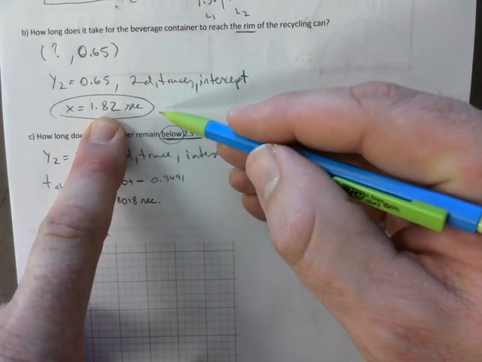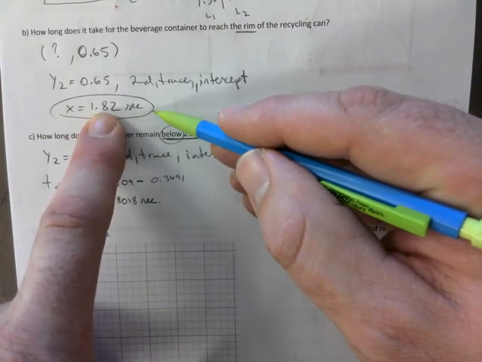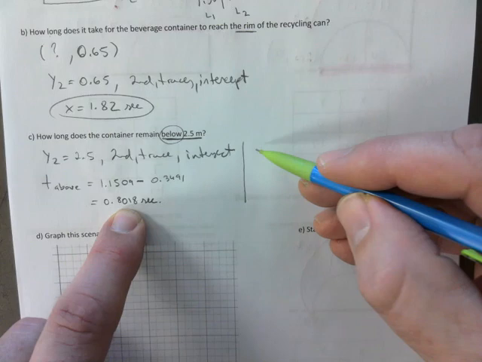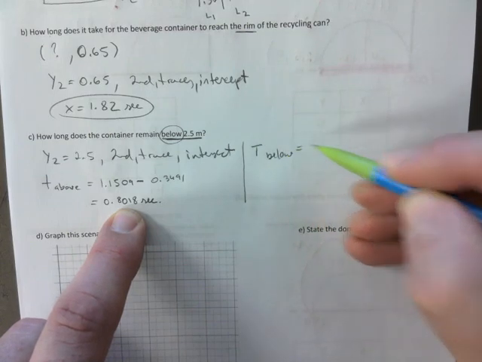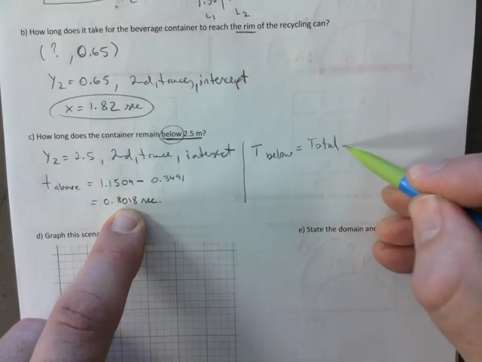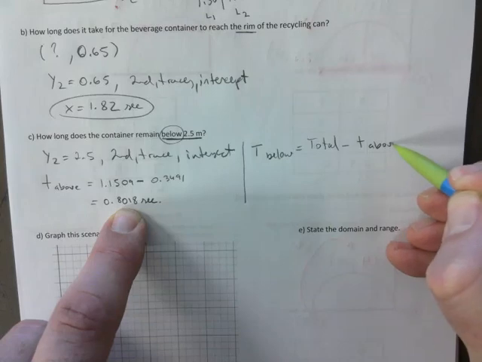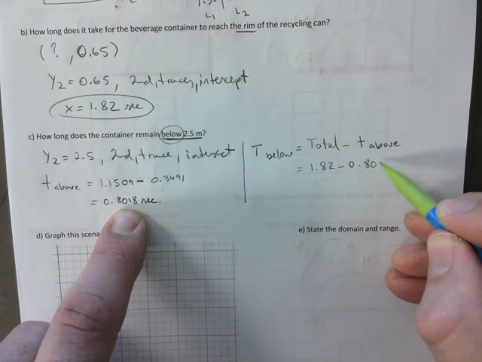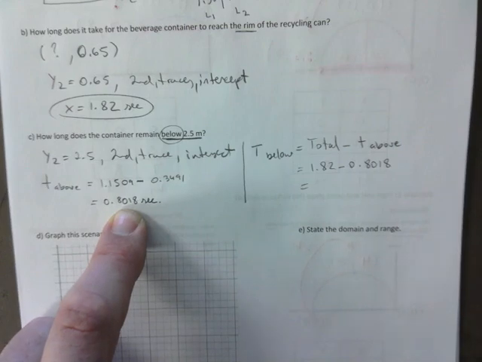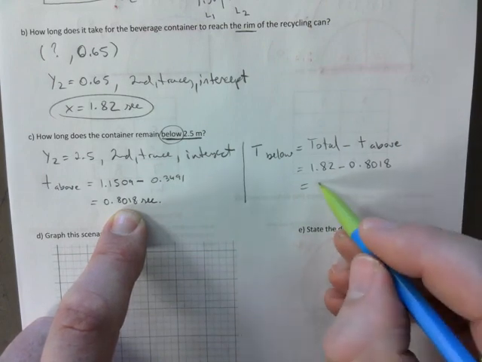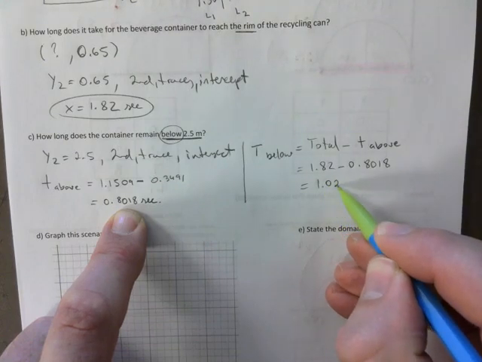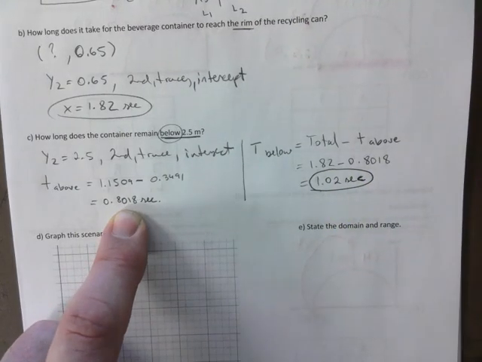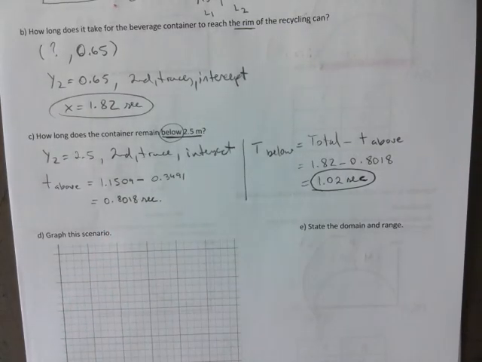Exactly. It hits the rim here. It stops flying. So from start to finish, it's 1.82. We're going to subtract these two for time below. So time below, it's going to be total minus time above. So it's 1.82 minus 0.8018. And that is 1.02 seconds if you round it. And I will just always encourage you to read very carefully when you do these ones. Okay?